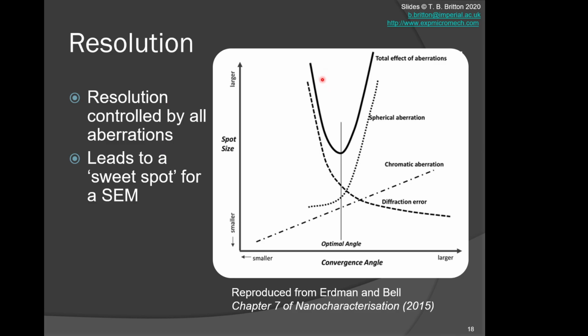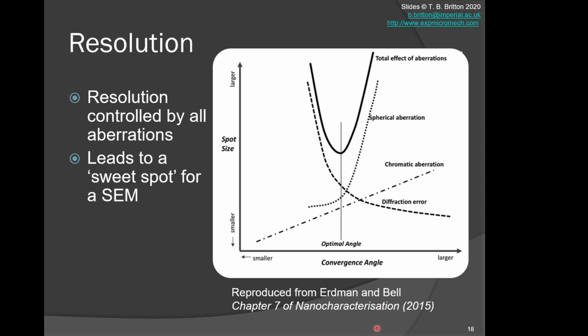What this means effectively is there is a specific sweet spot where you can have an optimum convergence angle to get your best step size. And you can see effectively how that's the summation of the diffraction error, the spherical aberration, and the chromatic aberration. And we can see that this is broadly, each of those terms depend on the convergence angle themselves.